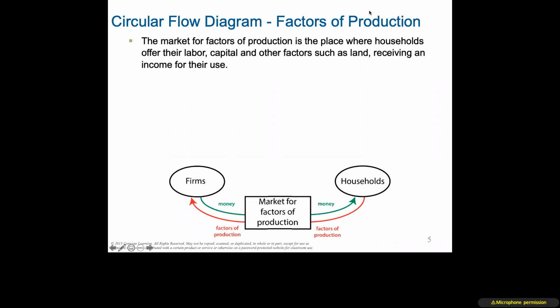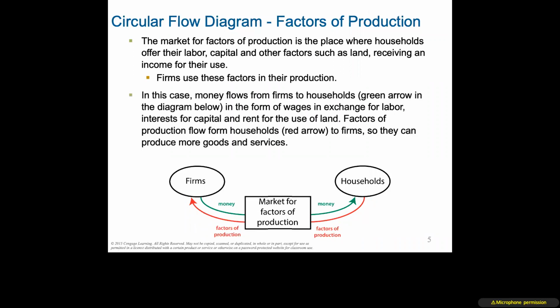So the factors of production is a place where households offer their labor, their capital, and other factors such as land. And what do they receive? They receive money, the green line. The firms use these factors of production. In this case, the money flows from the firms to the households, in the form of wages and interest for the capital.